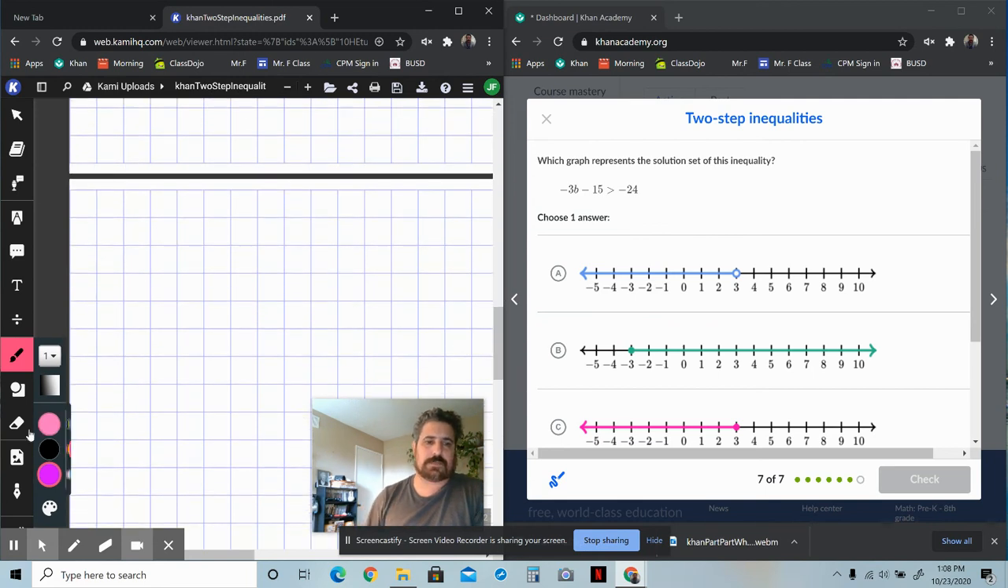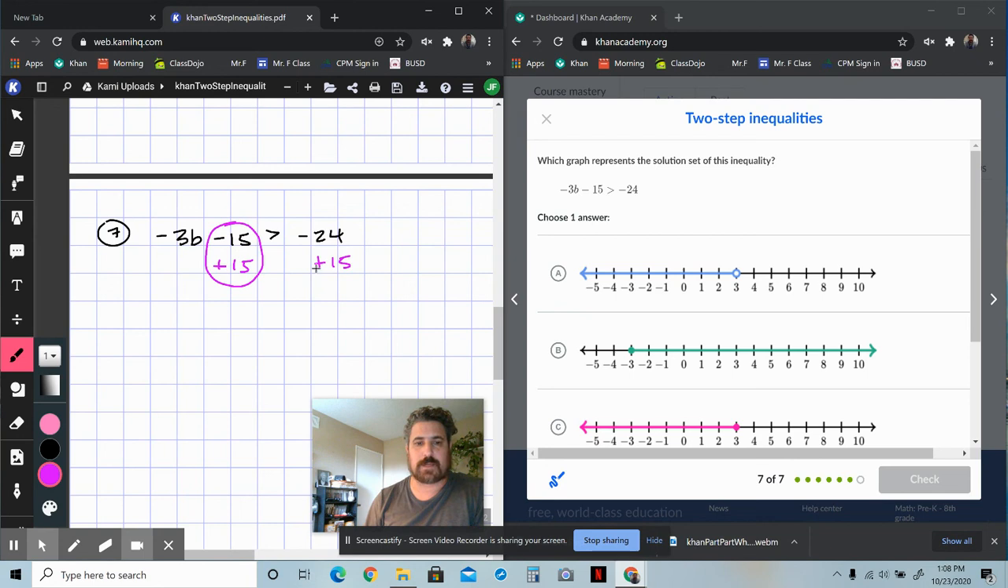So when we're solving this one, for number 7, numero 7, I think it's siete, right? You have negative 3b minus 15 is greater than negative 24. Your goal is to get the negative 3b by itself. How do you undo minus 15? You're going to add 15 to both sides. You get a zero pair on the left, and you get negative 24 plus positive 15. Negative wins by how much? 9. So you get negative 3b is greater than negative 9.